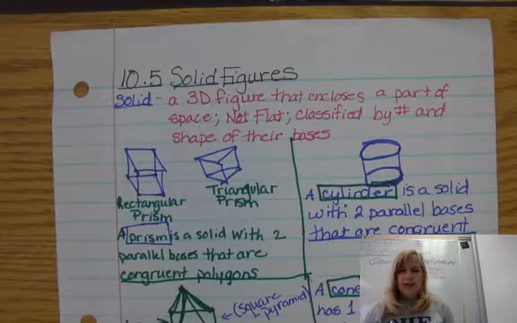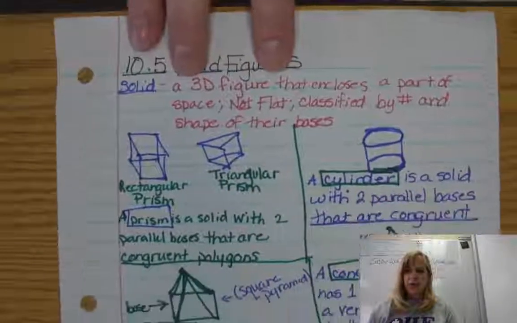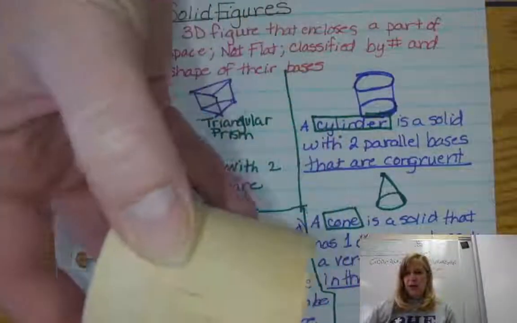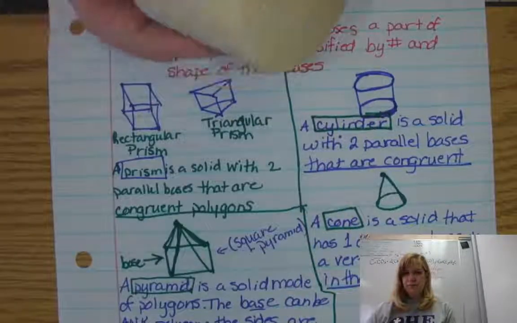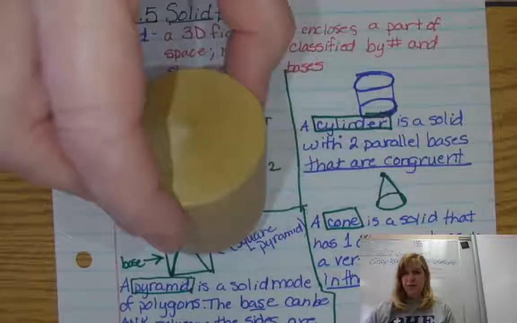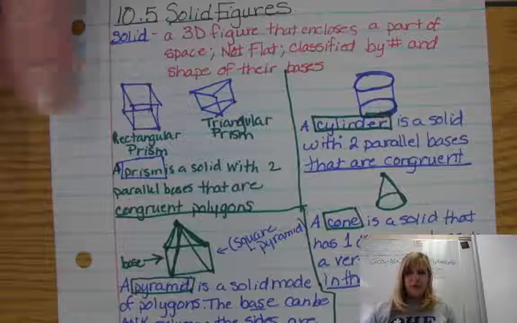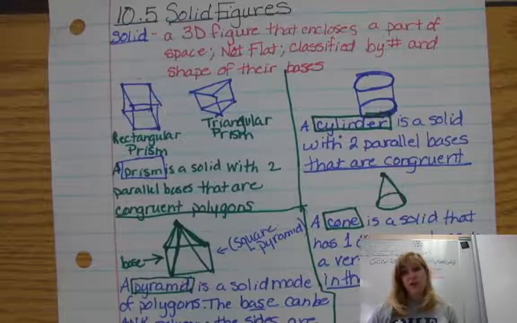All right, a cylinder is a solid with two parallel bases that are congruent. So I have an example right here. Sorry, my doc cam is kind of funny to work with. And they are congruent. I think a lot of you do know what a cylinder is, and we've all eaten Pringles, so they're in the Pringles cans too.